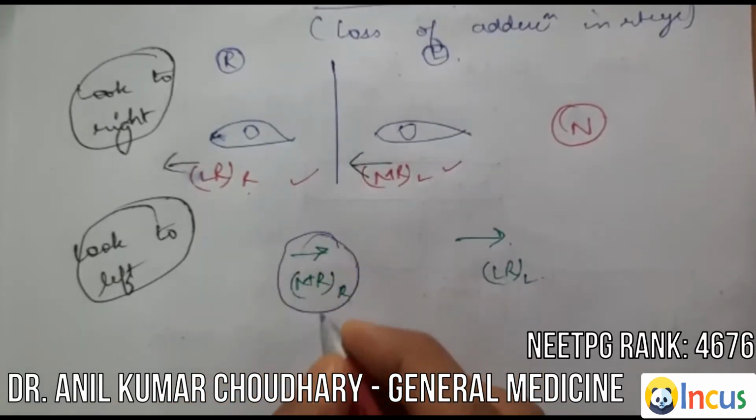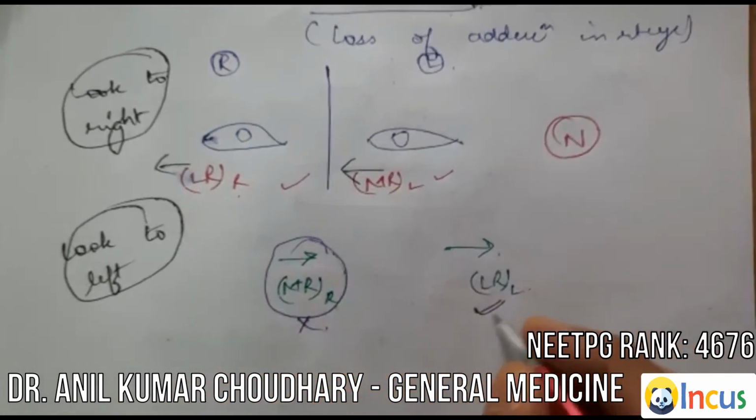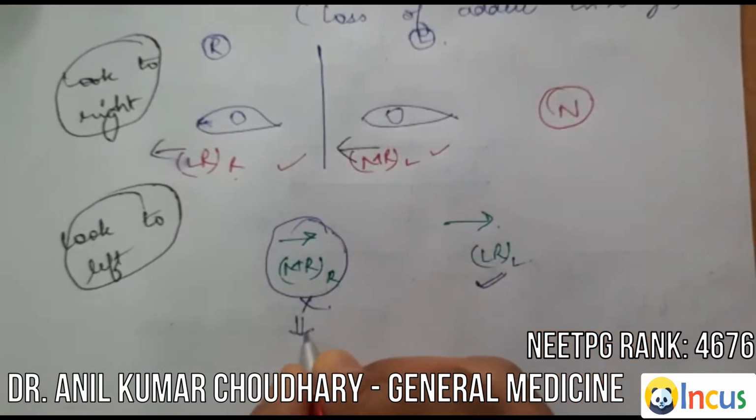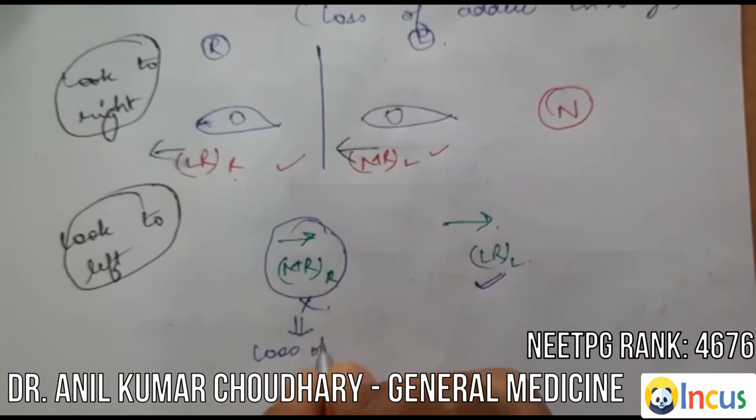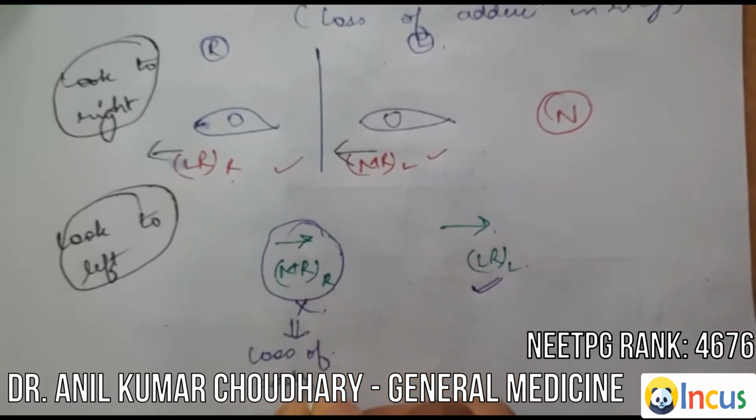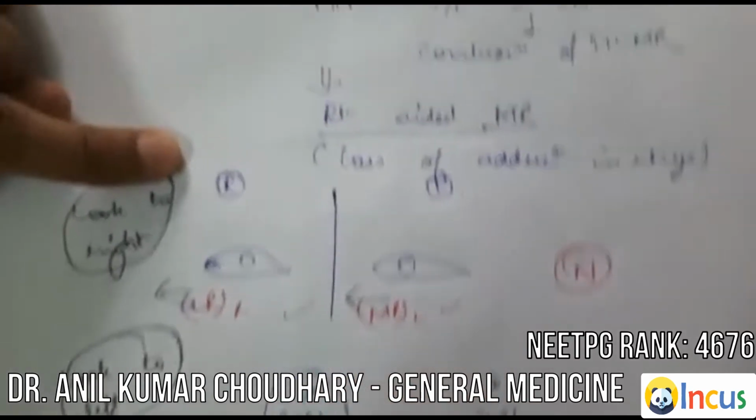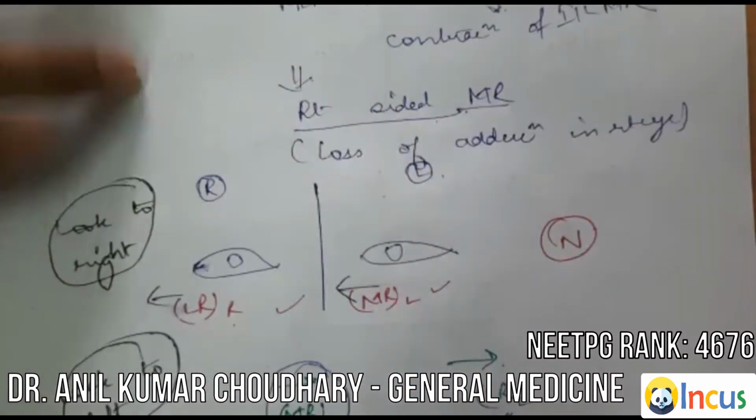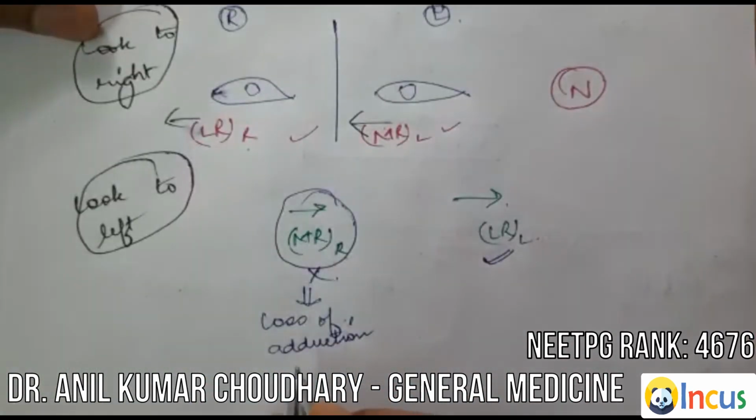This action won't happen, but this action will happen because lateral rectus was not paralyzed yet. So what happens is there is loss of adduction of which eye? Loss of adduction of the right eye, and the pathology was also in the right side. So loss of adduction in the ipsilateral eye.